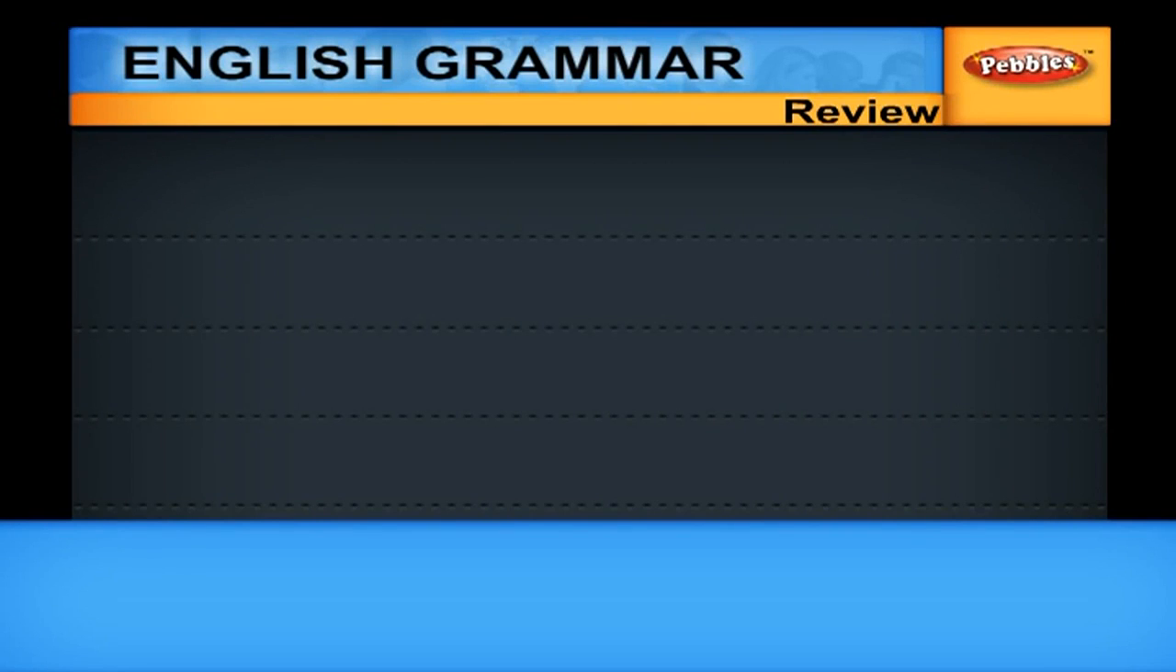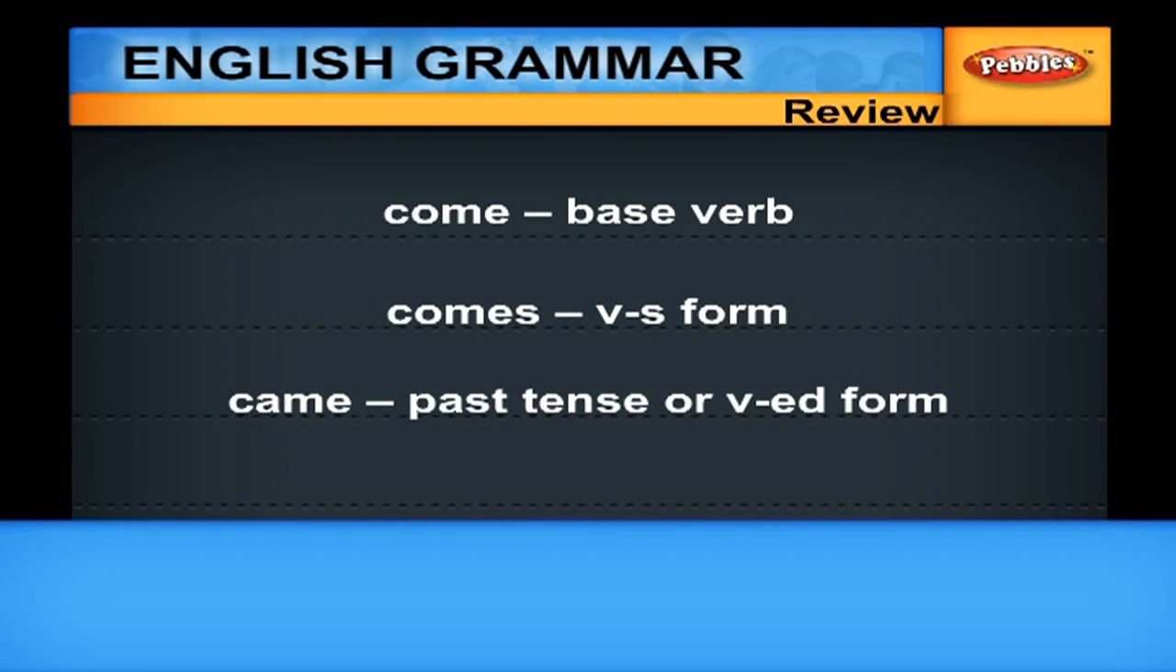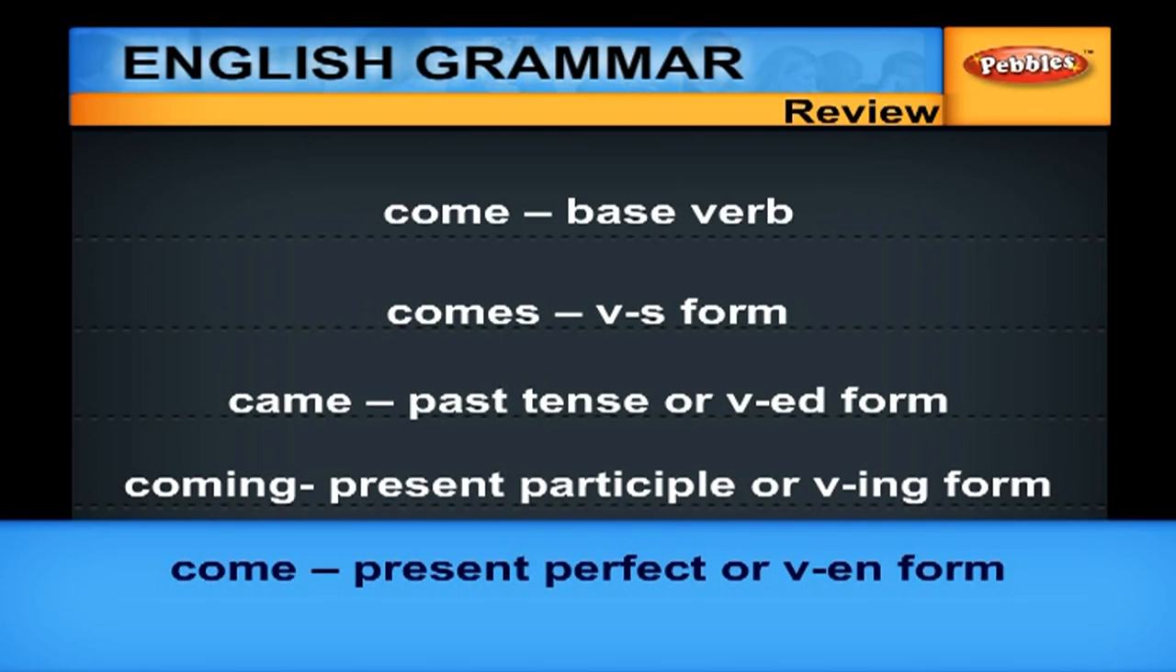Now we will analyze the 12 forms by taking the verb come. Base verb: come. Comes, VS form. Came, past tense or VED form. Coming, present participle or VING form. And come, present perfect or VEN form.